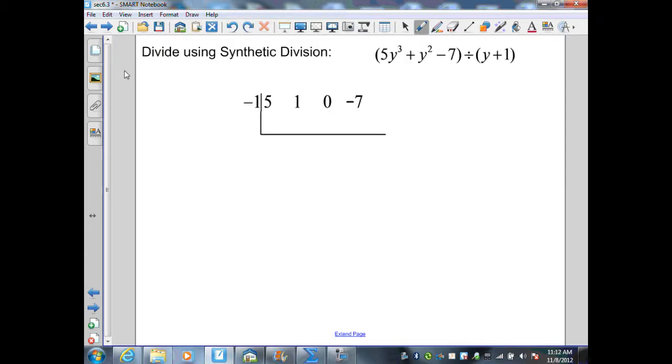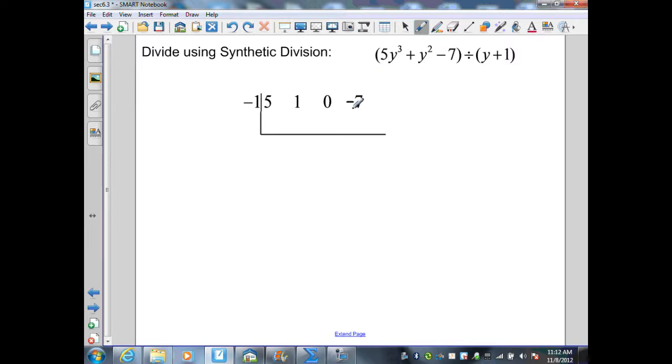Let's take a look at an example for synthetic division. Our first step is to eliminate our variables and exponents. Here's our dividend. I eliminate the variable and exponent. It gives me a coefficient of 5 for my y cubed. My y squared has a coefficient of 1. I'm missing my y term, but I need a placeholder, so I put in a 0. And then I have my constant, which is a -7.